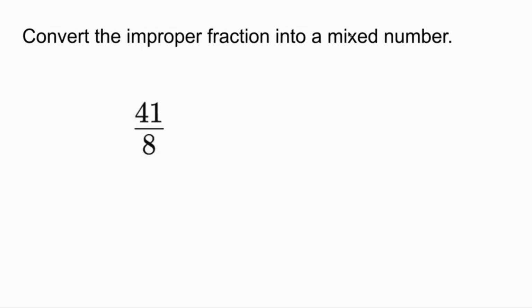Convert the improper fraction into a mixed number. We are going to use long division to do this. So let's set up our long division problem. 41 is our dividend that goes inside the house, and 8 is our divisor that goes outside.